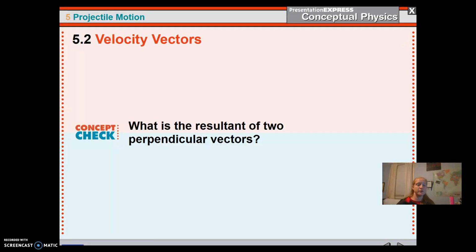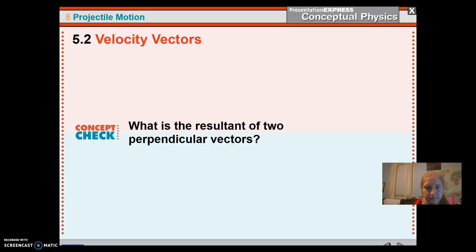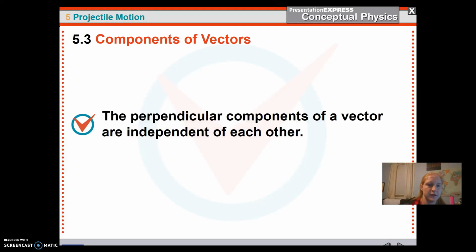Okay, what is the resultant of two perpendicular vectors? So the resultant is the final speed. Okay. Components of vectors. A perpendicular component of a vector. Each of them are independent. This is the hardest concept of this whole chapter, is that each component is independent.